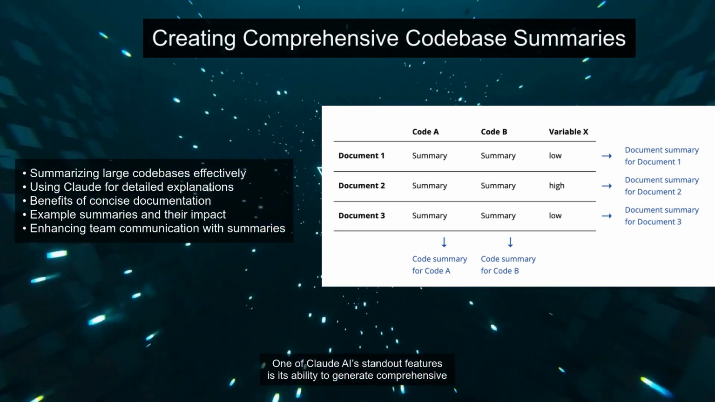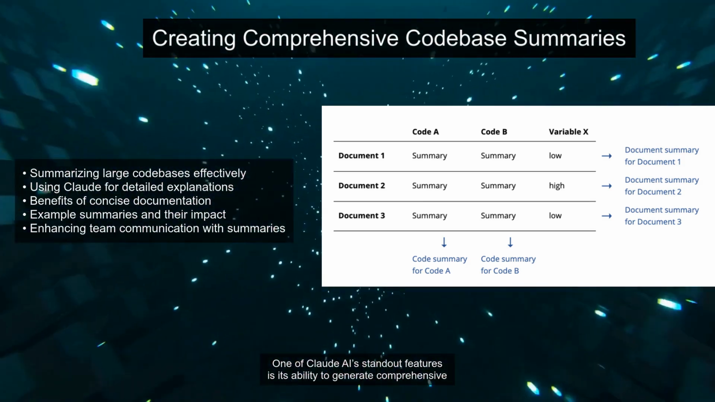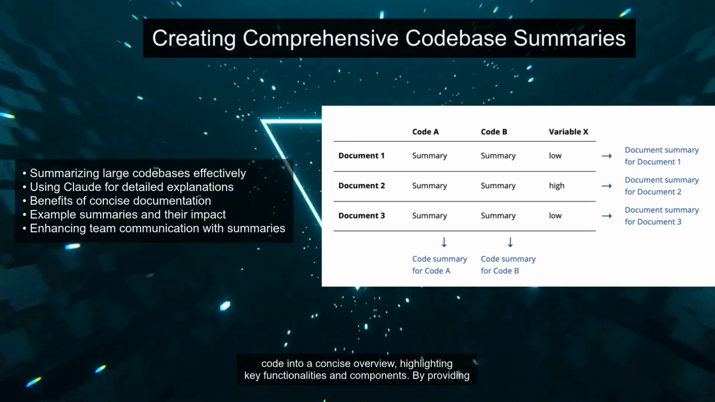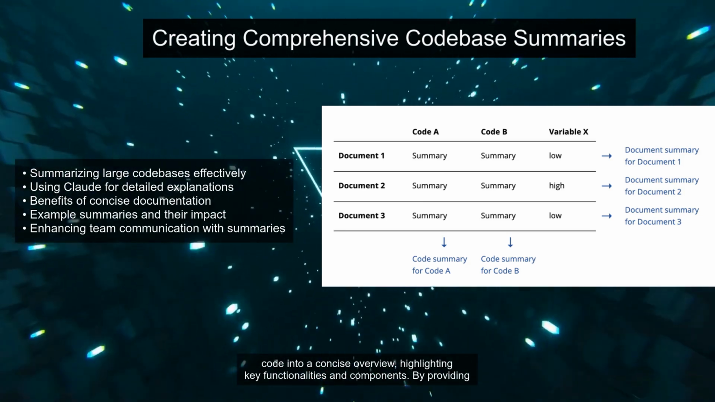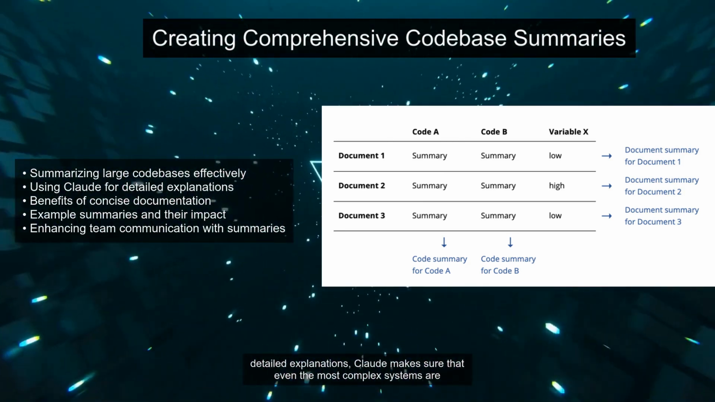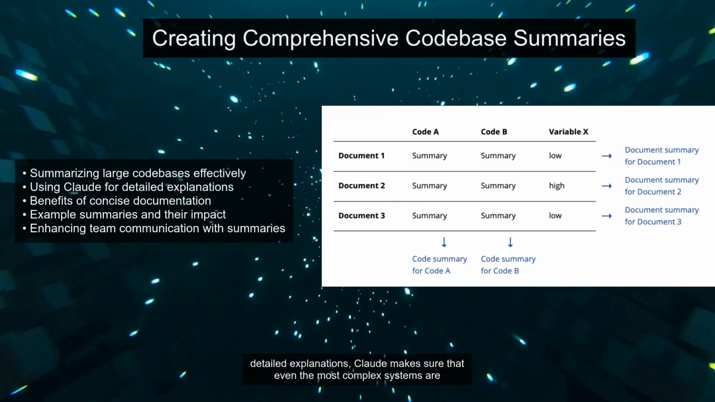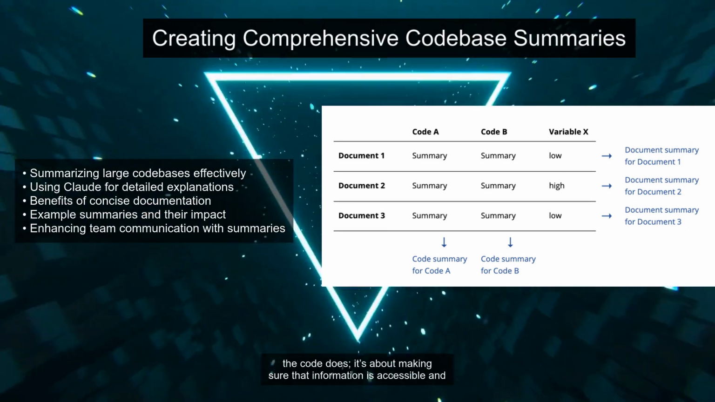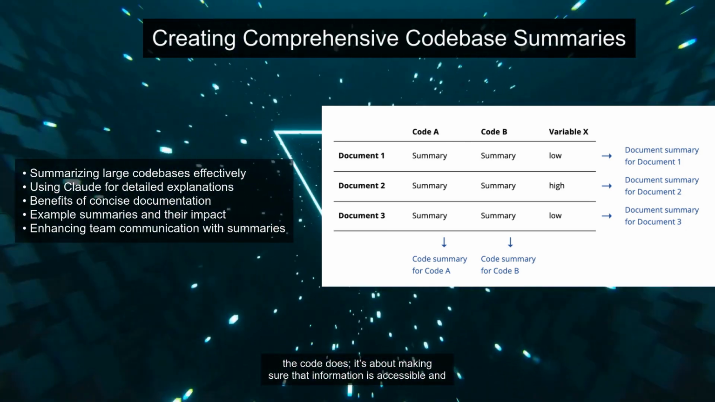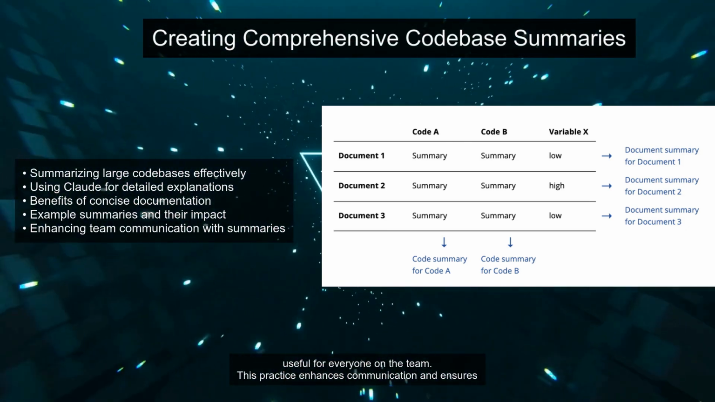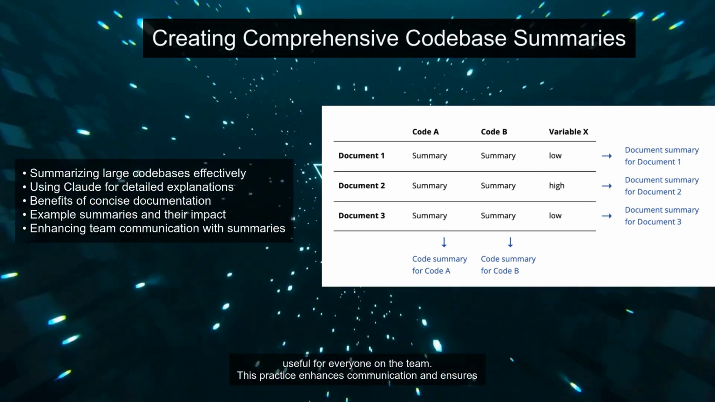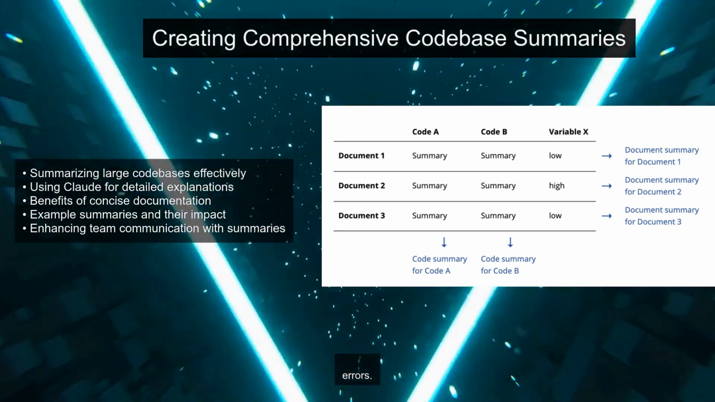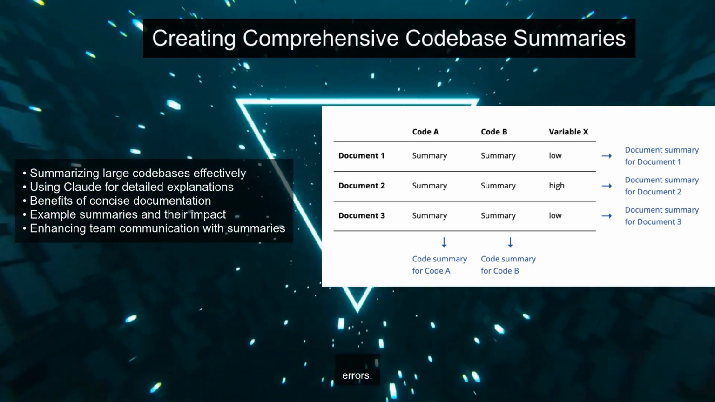One of Claude AI's standout features is its ability to generate comprehensive summaries of a codebase. These summaries can distill thousands of lines of code into a concise overview, highlighting key functionalities and components. By providing detailed explanations, Claude makes sure that even the most complex systems are understood at a glance. Effective documentation is not just about recording what the code does, it's about making sure that information is accessible and useful for everyone on the team. This practice enhances communication and ensures that all team members are on the same page, reducing misunderstandings and errors.